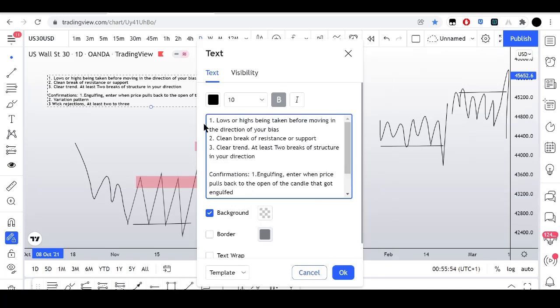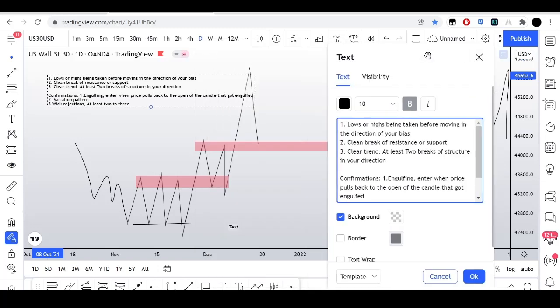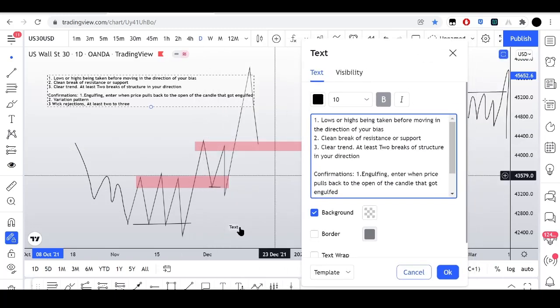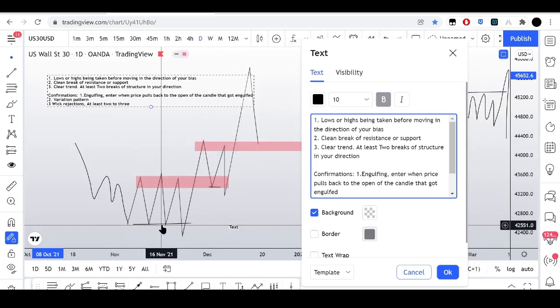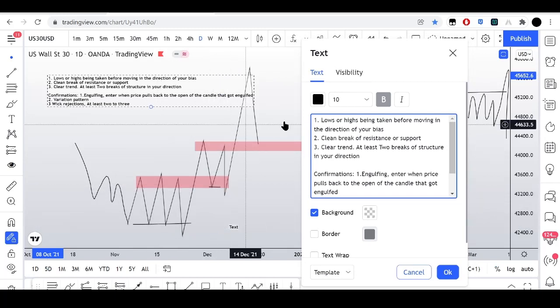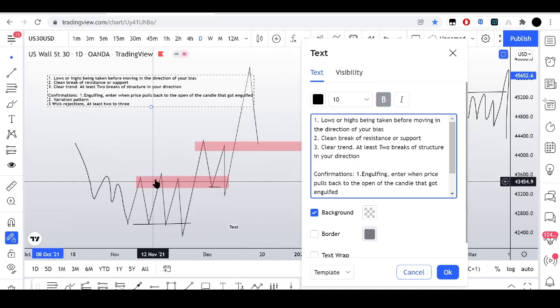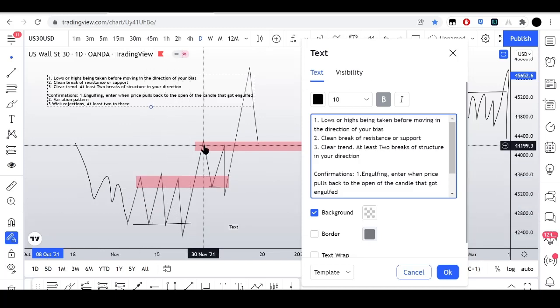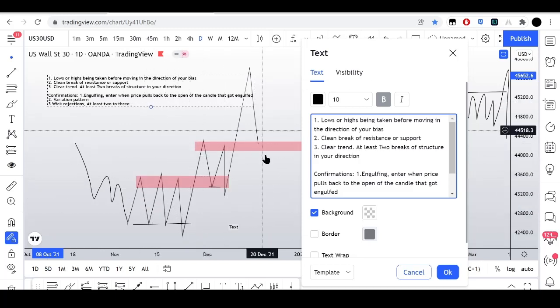So you want to look for lows or highs being taken before the displacement higher, the break of structure. You see how this low took out these lows, this low took out this low and then broke higher. That's what you want to look for. Clean break of that resistance or support area, no choppiness. Clear trend, at least 2 breaks of structure in your direction. So if this is trending downwards and you get this right here, that's your first break. Your second break, that's your entry, and then your confirmation would be inside of that zone.